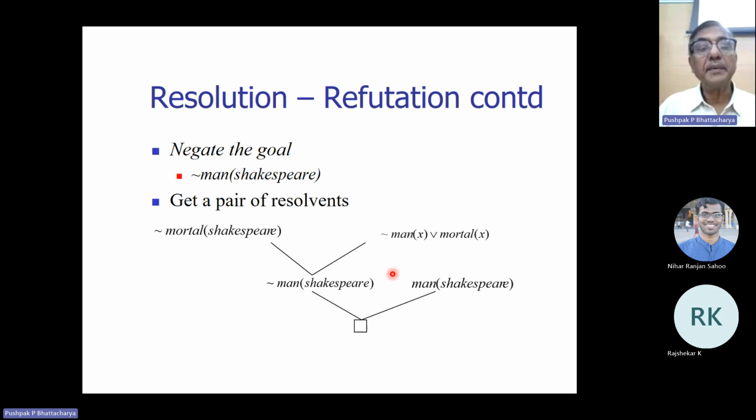Okay, so we are making use of all the rules and facts given to us. This is the rule: all men are mortal. This is the fact: Shakespeare is not mortal. And then through resolution, we have got a contradiction. Contradiction is indicated by the null clause. That's how the algorithm stops.